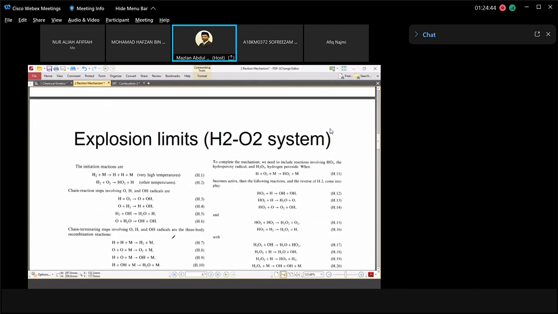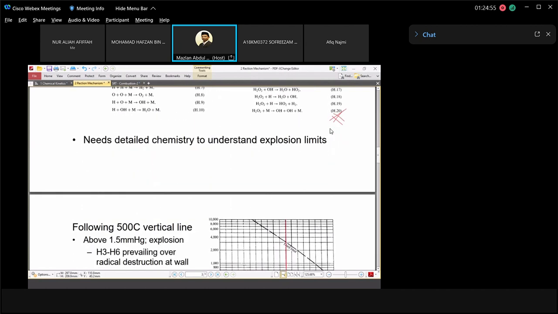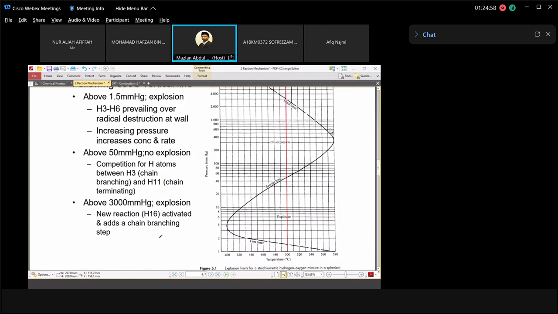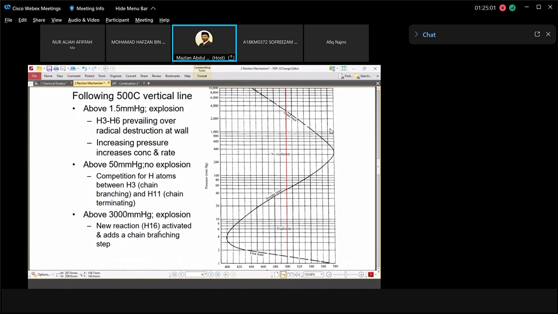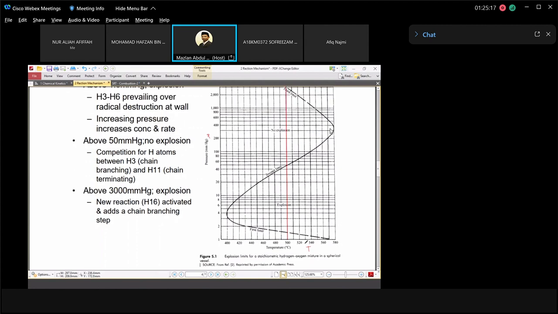Okay, the explosion limit, H2O2 system, hydrogen and oxygen system. Here they have 20 steps, producing this curve. See this curve. Let's follow 500 degrees Celsius. The vertical axis is pressure, the horizontal axis is temperature. So P and T. Let's follow the 500 degrees Celsius line.